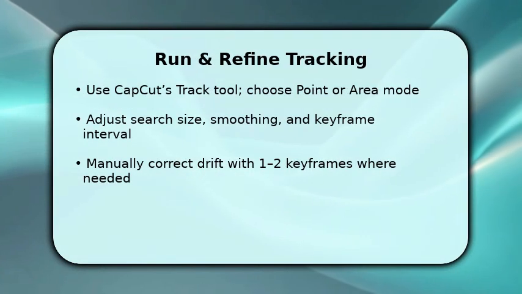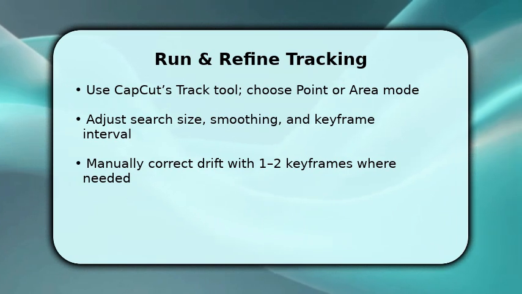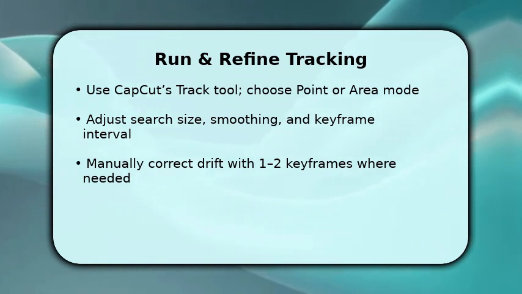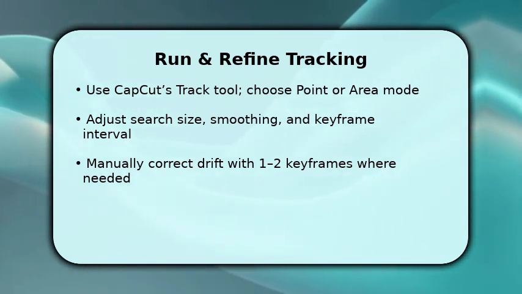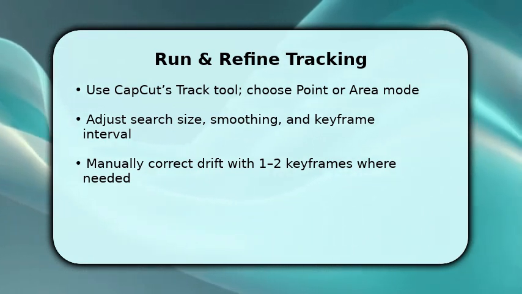You now run the tracker. Choose point for small objects or area for larger regions so the software knows what to follow. Increase search size slightly if it loses lock, and lower smoothing to preserve sharp motion. This trades stability for accuracy.